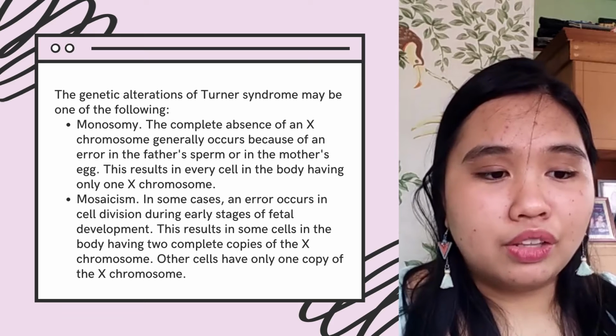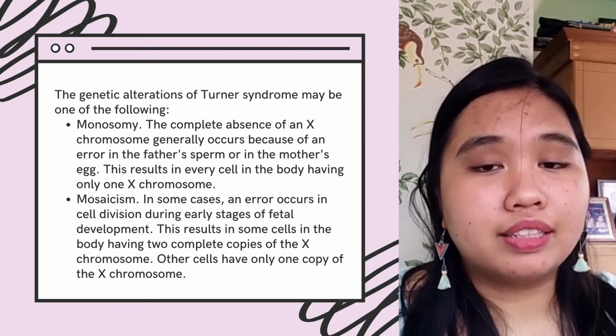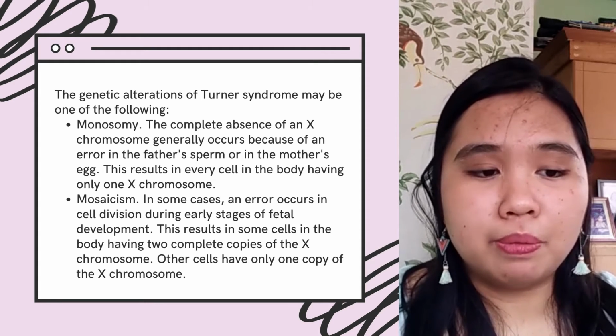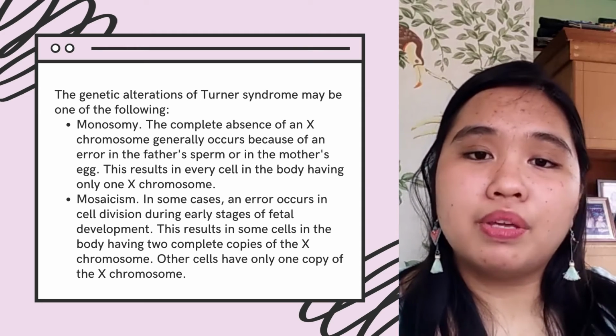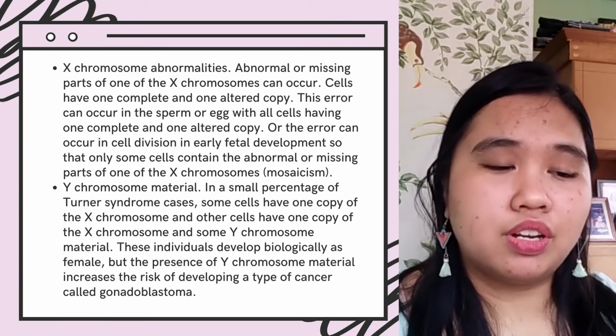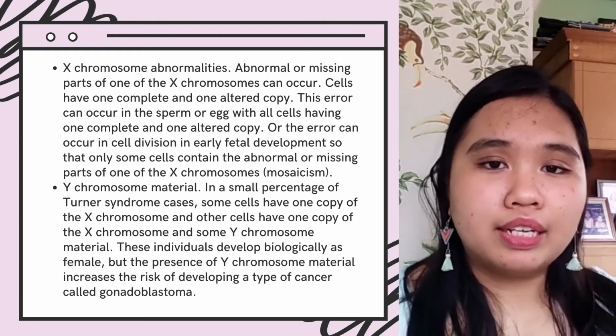Mosaicism: in some cases, an error occurs in cell division during early stages of fetal development. This results in some cells in the body having two complete copies of the X chromosome. Other cells have only one copy of the X chromosome. So other genetic alterations are X chromosome abnormalities and Y chromosome material.